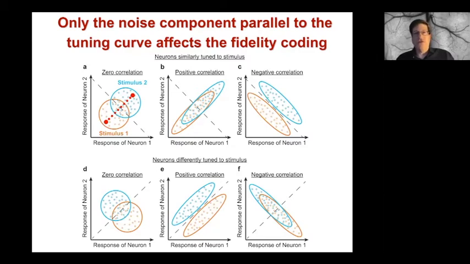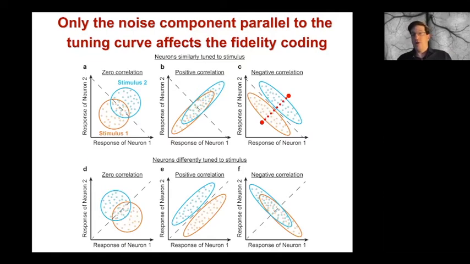So in this case, the tuning curve, the direction that we care about in deciding whether stimulus 1 or stimulus 2 is being presented lies along this red dotted line. And you can see the schematized noise distributions. In the case of zero correlation, this decision becomes harder if there is, in this case, positively correlated noise that lies parallel to the tuning curve. But if the two neurons had negatively correlated fluctuations, this would actually aid the fidelity of coding.